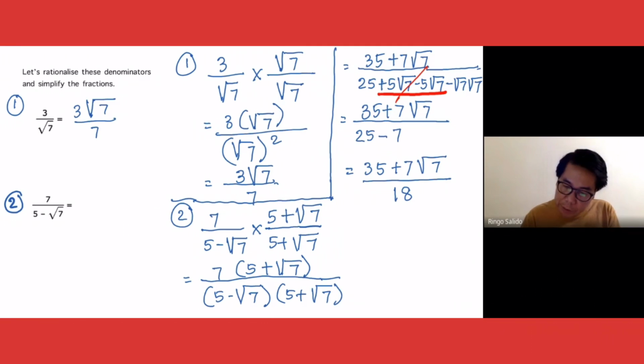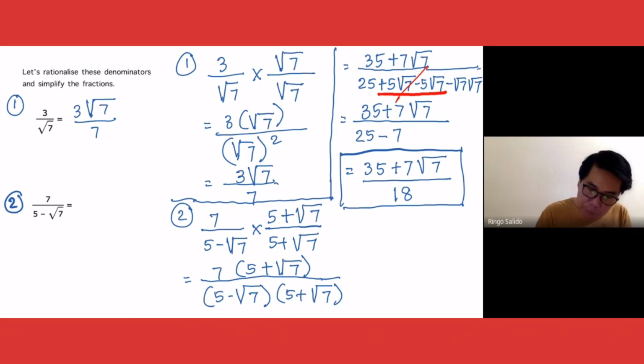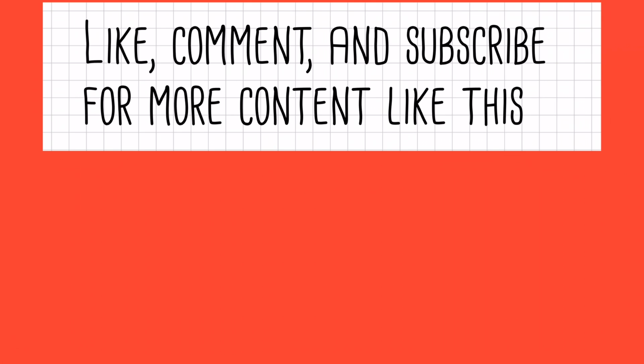So 35, 7, 18, they are already in the simplified form. So that will be our final answer for this. So this one is 35 plus 7 times root of 7 over 18.